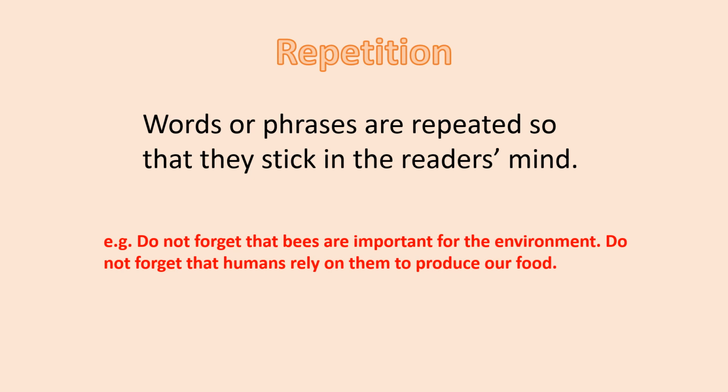Repetition. Words or phrases are repeated so that they stick in the reader's mind. An example sentence: do not forget that bees are important for the environment. Do not forget that humans rely on them to produce our food. What are the repeated phrases in these sentences? Pause and take a close look. Do not, and do not. So this is really emphasizing the point that bees are important and that we rely on them, so this will stick in the reader's mind.